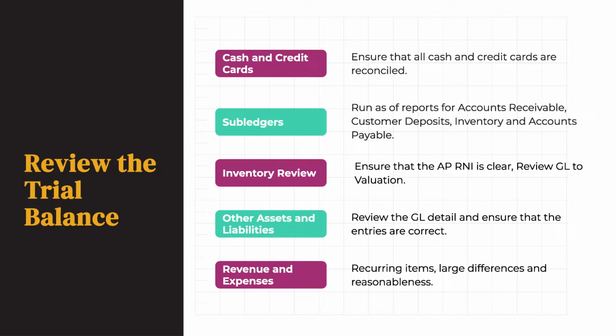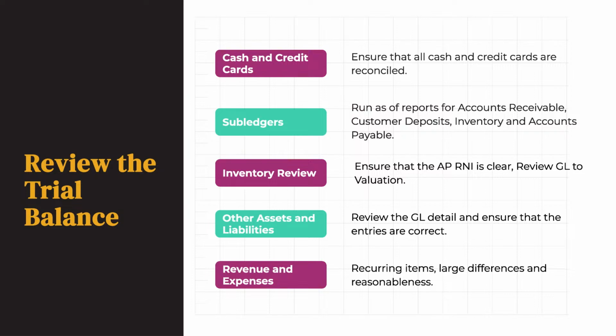This number one is just going to ensure that we have all of that data in our system. We've got all of our expenses. We know our cash is correct. The next thing we're going to do is look at our subledgers. We're going to run our as-of reports for accounts receivable, customer deposits, inventory, and accounts payable.